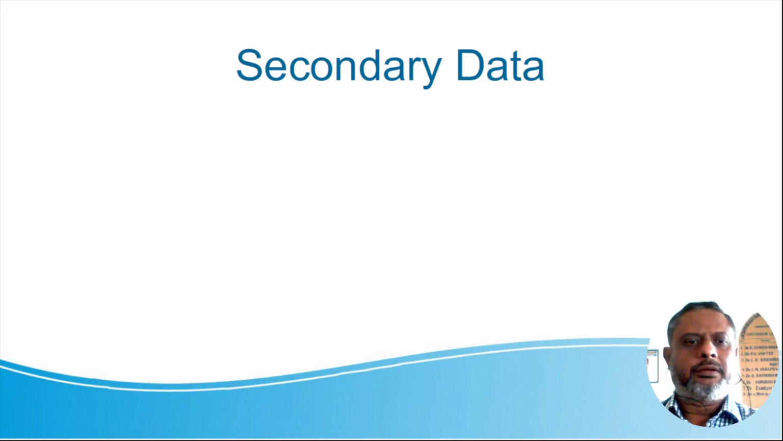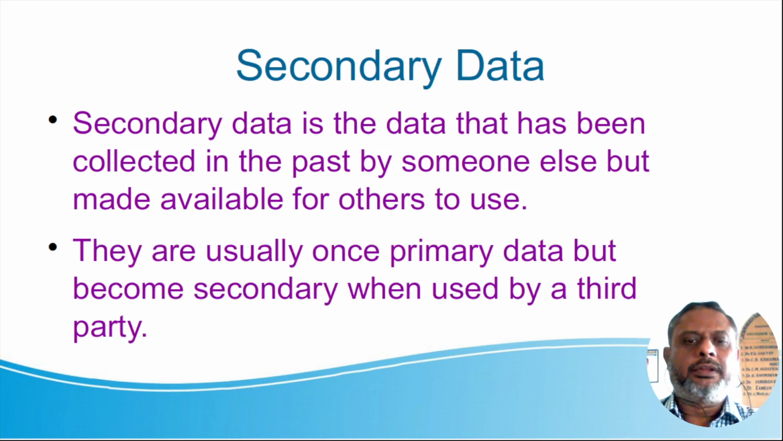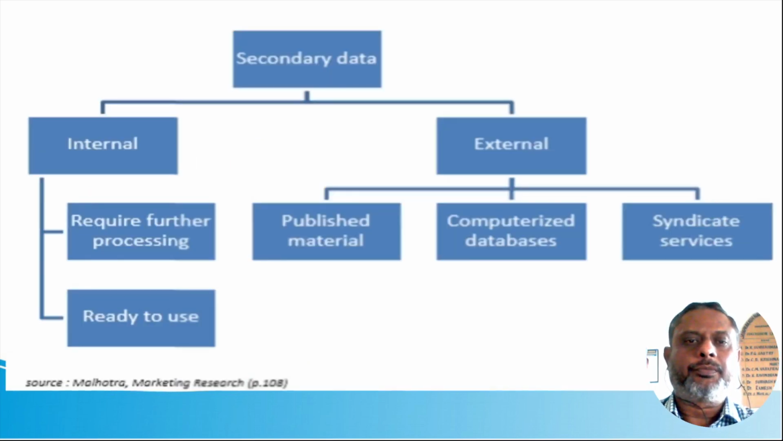Now, looking at the secondary sources, the secondary data is the data that has been collected in the past by someone else but made available for others to use. So they are usually once primary data but have become secondary when used by a third party. The secondary data may be internal data, may be external data.